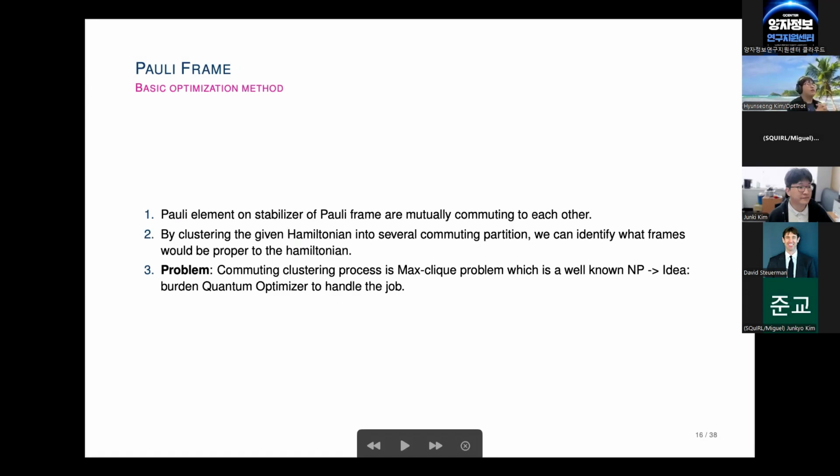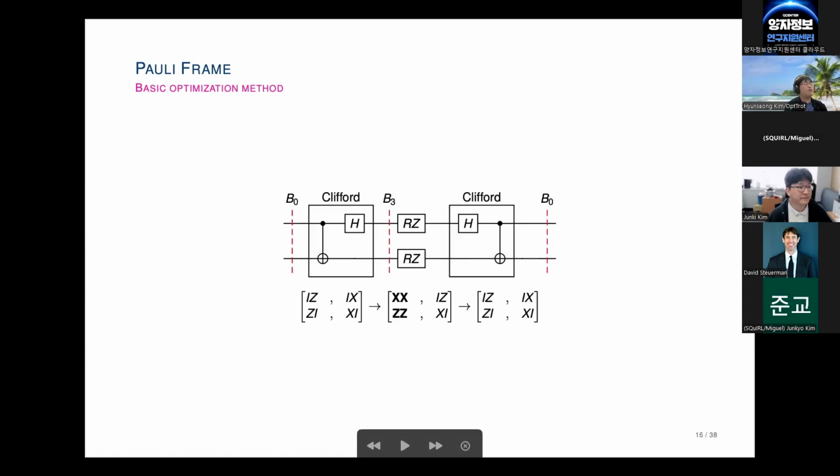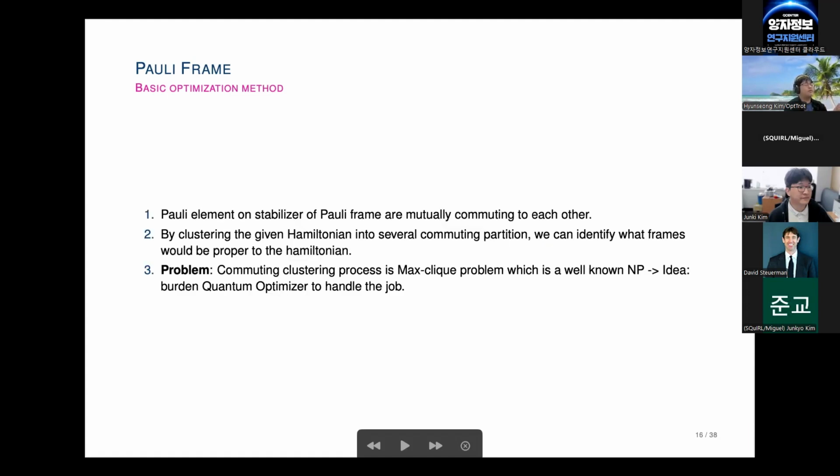But there is some problem. Actually, for the given Hamiltonian, clustering the Pauli elements into commuting partitions is itself an NP-hard problem. So before we use this Pauli path-finding optimization method, the construction of the optimization requirement is already a hard problem.